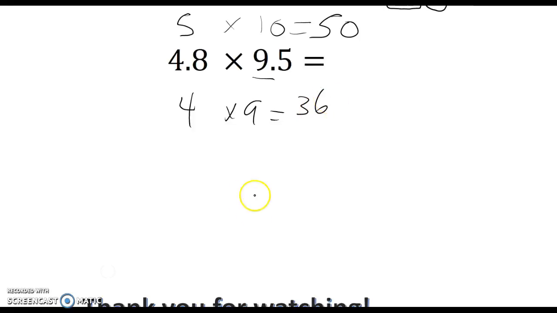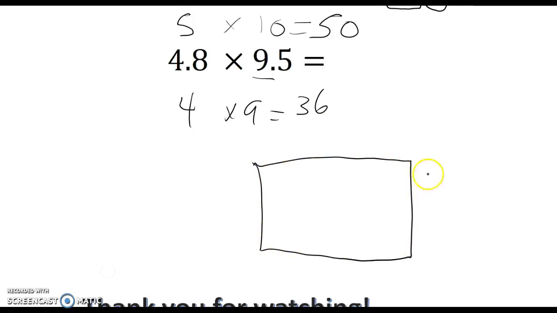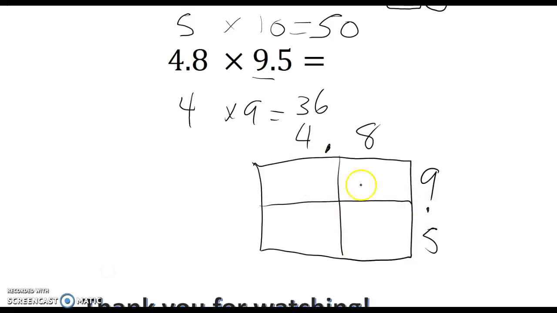Now I'm going to try a bit of a different algorithm to solve this. I'm going to use more or less an area model. So I'm drawing out my area model here. I'm going to put my 4.8 here and my 9.5 here. I'm going to just divide this up. Okay, and then I'm going to multiply.